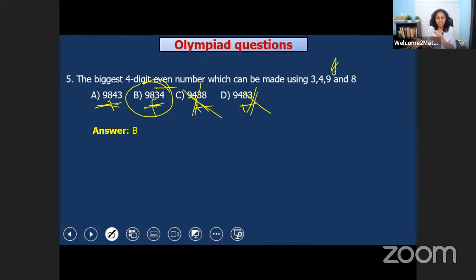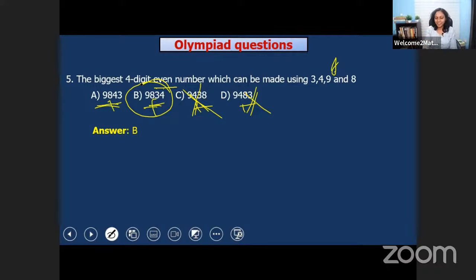And in the next question, I will show you how to use the elimination method some more. Okay, so let's move on. Your answers are correct. You are really very smart. Very good, very good.